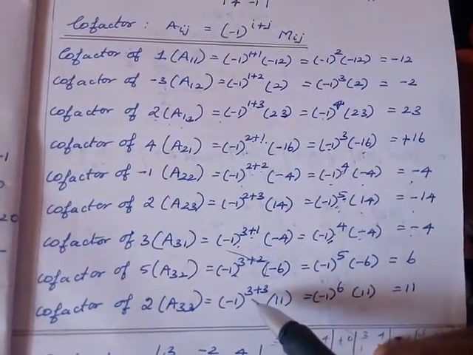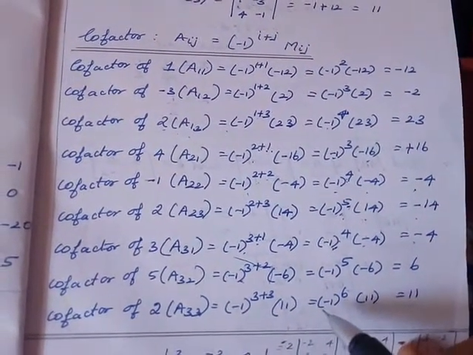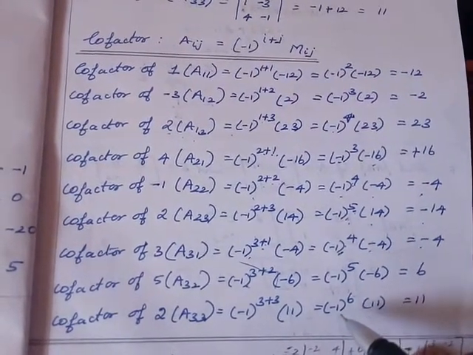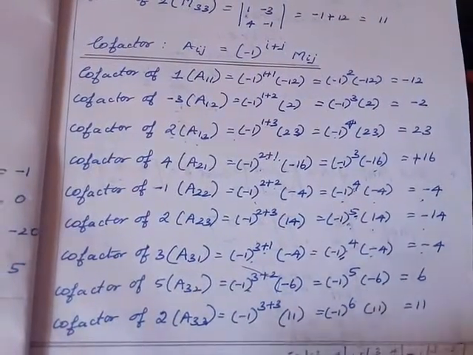Minus 1 whole to the power 3 plus 3 into 11. So minus 1 whole to the power 3 plus 3 is 6, even number. Positive sign you will be getting. 1 into 11 is 11. That is all about your cofactor.